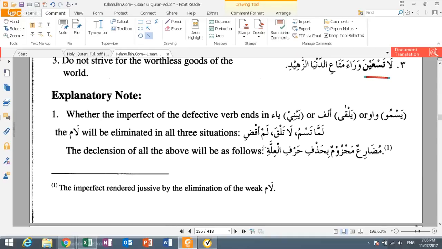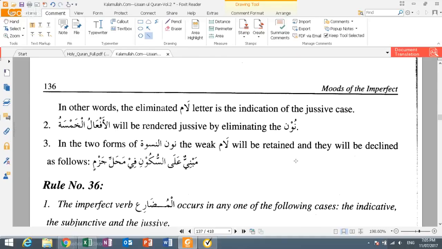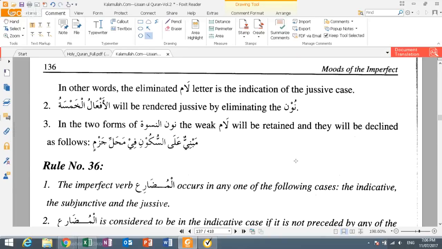Explanatory notes. Whether the imperfect of a defective verb ends in ya or waw, the lam will be eliminated in all three situations. Okay, naqis wawi or naqis yai. The declension of all of the above will be as follows: mudari' majzum bi harf illa. Okay, harf illa, the weak letter, so it will be majzum. In other words, the eliminated lam letter is the indication of the jussive case. Al-af'al al-khamsa will be rendered jussive by eliminating the noon. And number three, in both forms of noon niswa, the weak lam will be retained and will be defined as follows.